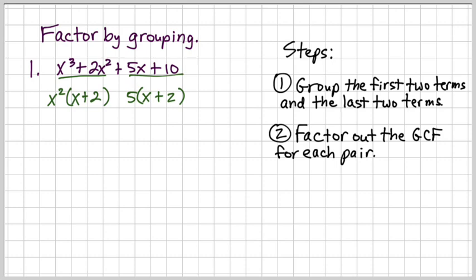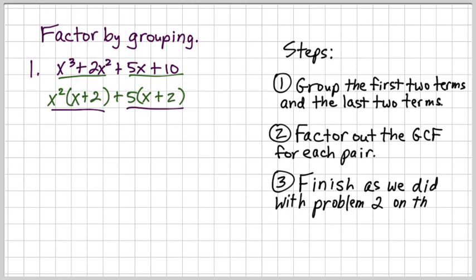Now at this point, we need to figure out what sign goes in the middle, or do we have an addition or a subtraction here? Well, you can see that 5x plus 10, both terms are positive, so this would have to be a plus. And so now we're going to factor just like we did with the last problem. We have two terms with a common factor of x plus 2. Third step: finish as we did with problem 2 on the last slide.